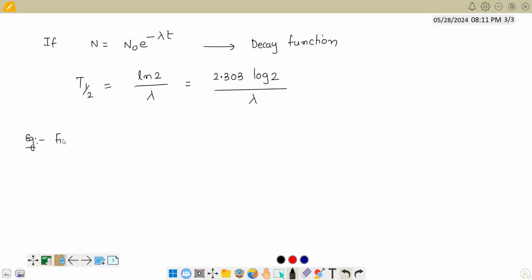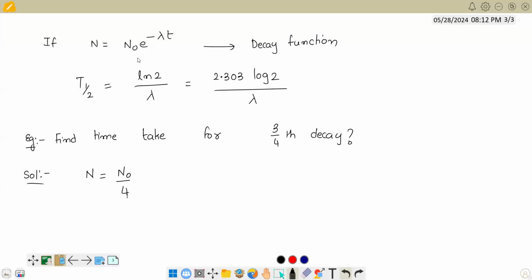The advantage is, he will ask you an example. He will ask you to find the time taken for some 3/4 decay. That means 3/4 of the N naught should be destroyed. If 3/4 got decayed, what would be left? So N would be just N naught by 4, because 3/4 has been lost. If N is N naught by 4, what is the time taken, we have to find.